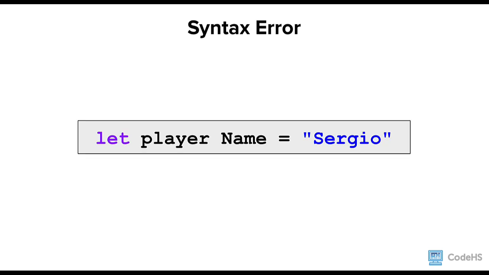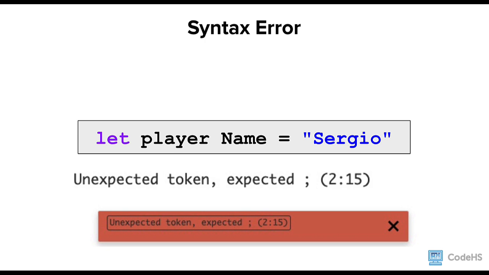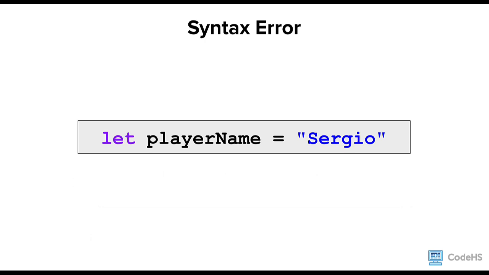Let's take a closer look at syntax errors. A syntax error is a mistake in how the code is written. Can you spot the syntax error here on the screen? Here we're using two words to initialize the variable. This isn't allowed. A variable name has to be only one word, so the program lets us know that there's an error. All right, all fixed. This is the correct way to initialize and declare a variable.